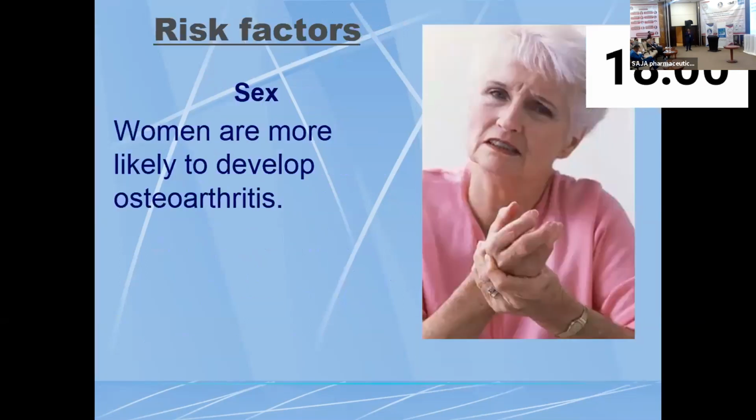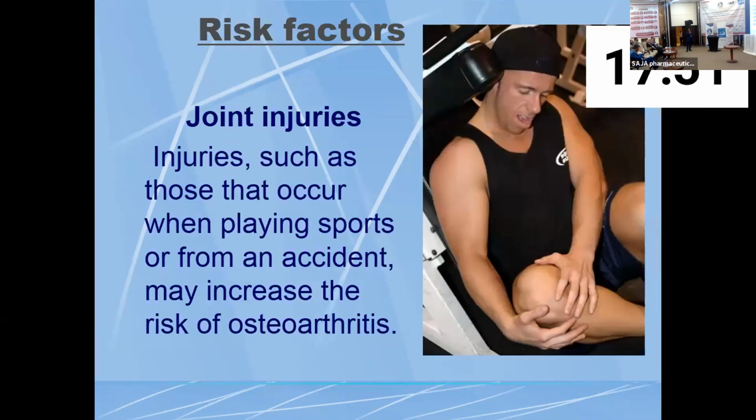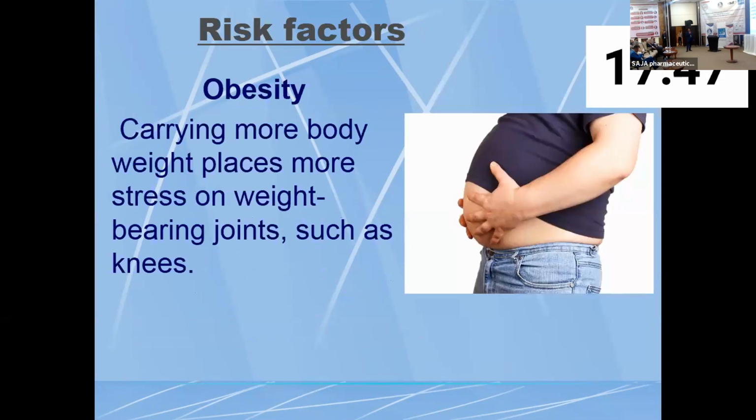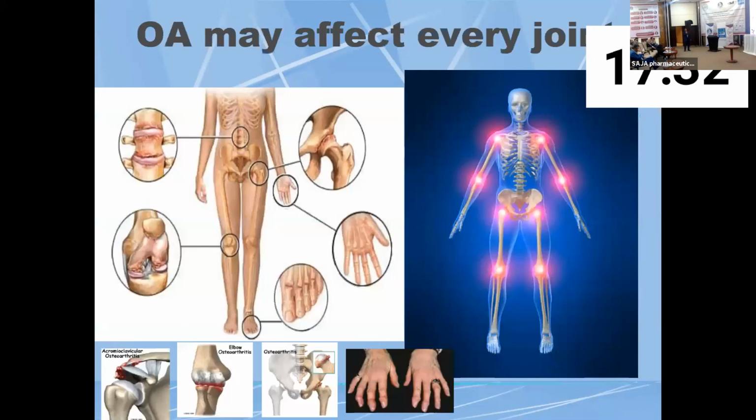The risk factors of osteoarthritis: mainly old age is the most important. Sex: women are more affected than men. Bone deformity, if there is congenital deformity of bones, or joint injury due to sport activity. Obesity is the most important affecting the joint. There are other diseases like gout, rheumatoid arthritis, Paget's disease, and, the most important, septic arthritis related to UTI.